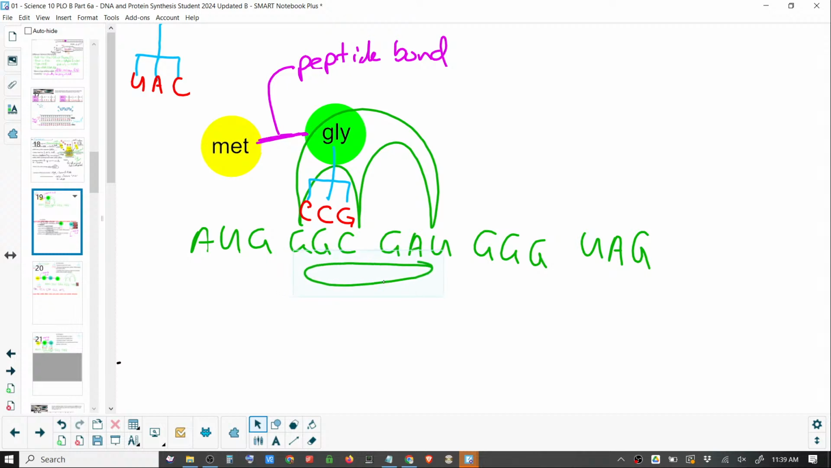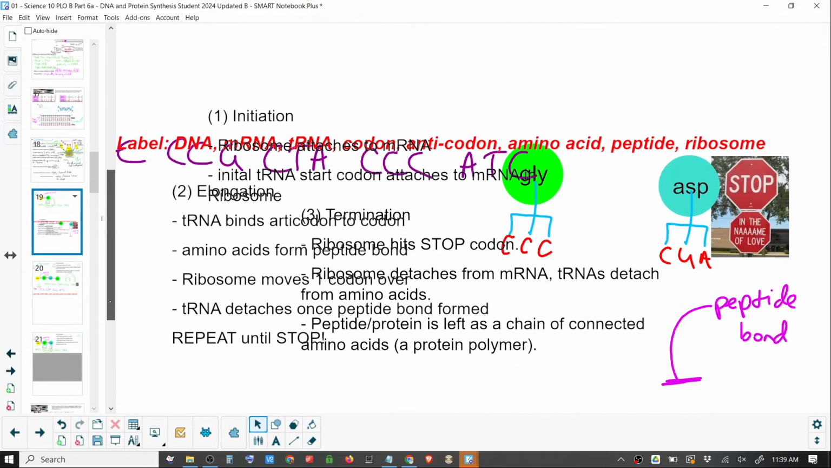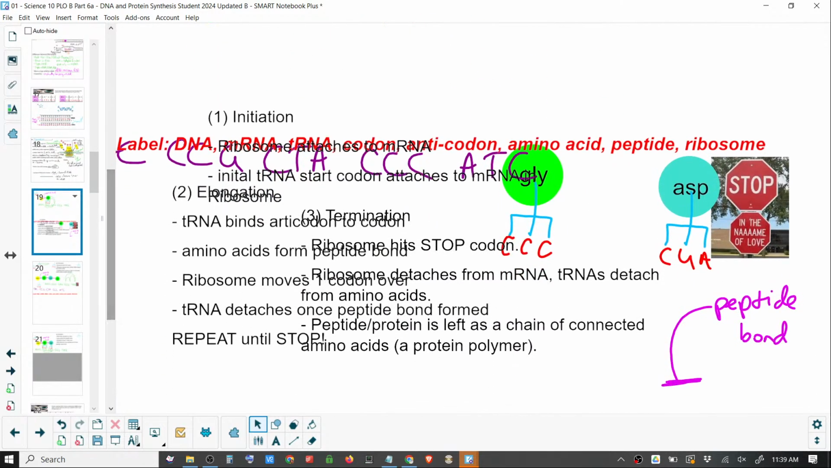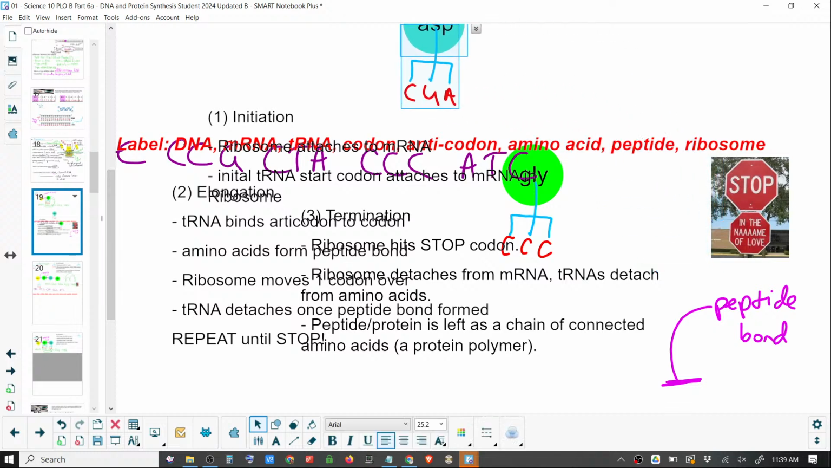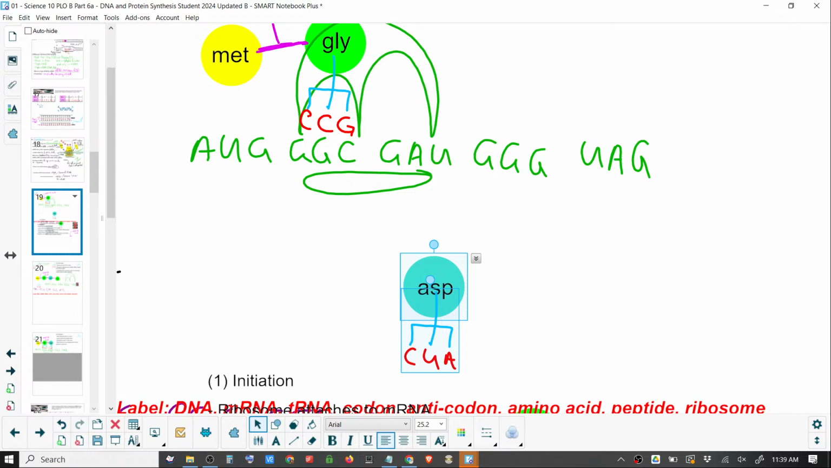And then we bring in the next one. What anticodon would fit GAU? CUA. So let's find CUA. There it is. And I was going to ask someone for what the amino acid was, but it turns out it's aspartate. So CUA comes in.